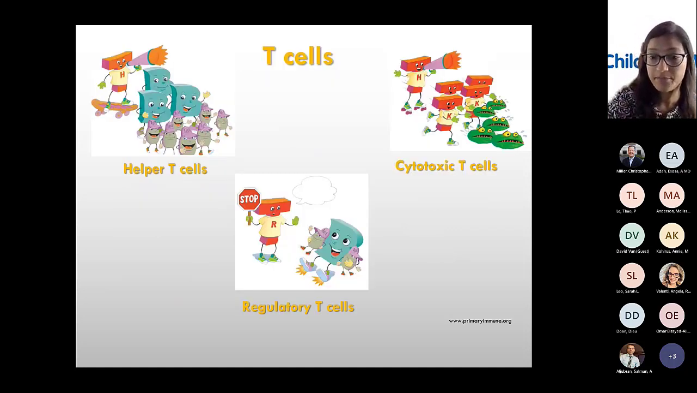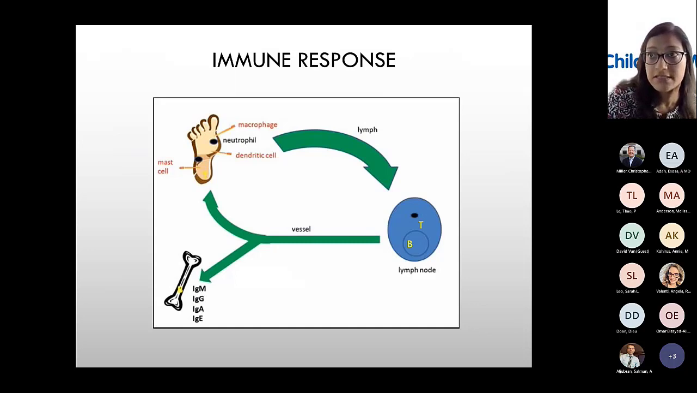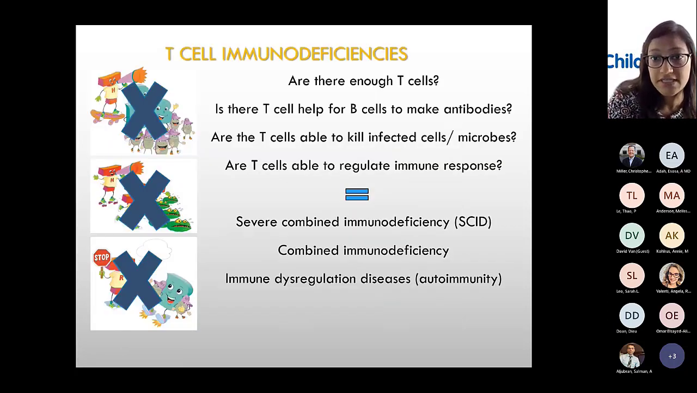Moving on to T cells, again, the innate immune response may initially be normal, but the message reaches the lymph nodes and then T cells don't do a good job, and that's your T cell deficiencies. And the questions you want to answer: are there enough T cells? Are T cells helping B cells make antibodies? And are T cells able to perform cytotoxic or killer function? And then are they able to regulate the immune system? So here are some of the immune defects or categories that you want to think about.